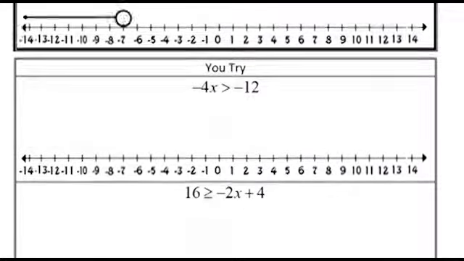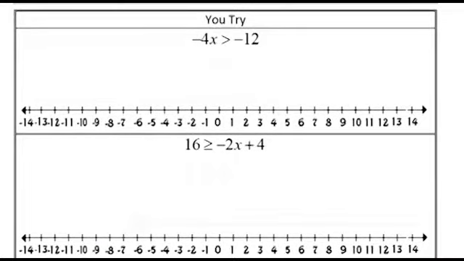On your own, try these U-Try problems. Remember, show all of your work in order to receive all of your credit. Pause the video and come back when you're ready.